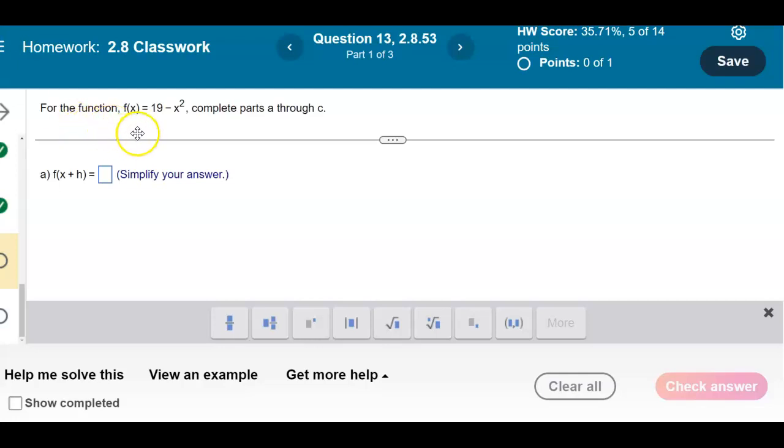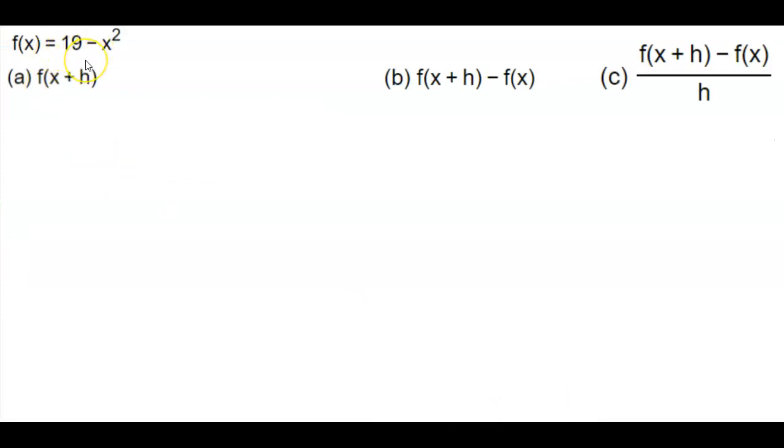For the function f of x equals 19 minus x squared, we're going to complete parts A through C. For part A, we want to find f of x plus h, where x plus h represents the input for the given function. So let's go ahead and write out the given function underneath the problem here for part A. We have f of x, and that's equal to 19 minus x squared.